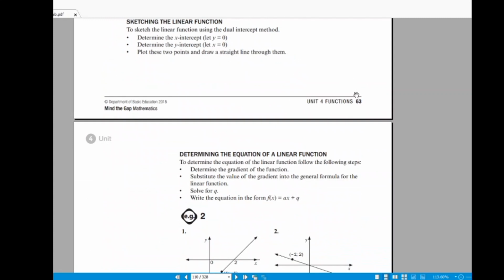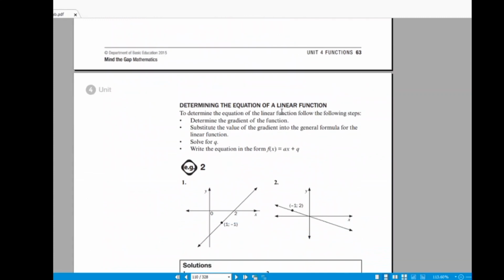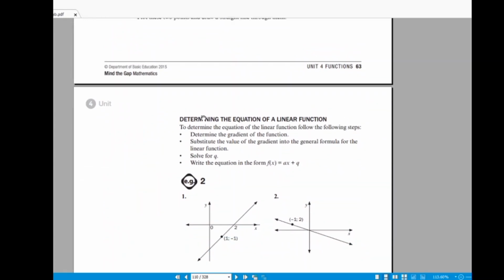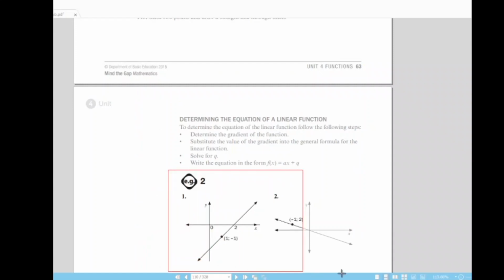Okay, and then determining an equation if you are given a graph, right? If you are given a graph, can you determine an equation? The way to go about it is you need to determine the gradient of the graph or the function, and then you substitute the value of the gradient into the general form, and then you solve for the intercept, right? Okay, let us do examples. I think it will make more sense there.